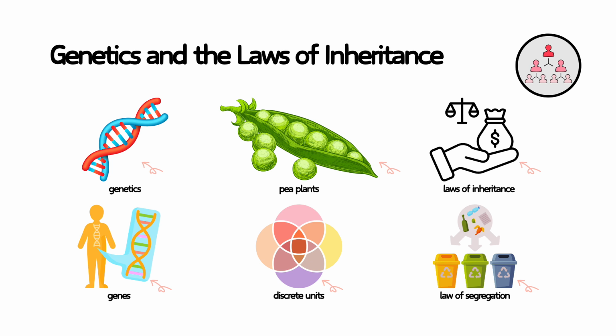Mendel's work revealed that traits are inherited as discrete units, now known as genes, rather than blending together from both parents. He formulated the law of segregation and the law of independent assortment. The law of segregation states that each organism carries 2 alleles for each trait, and these alleles separate during reproduction, giving just 1 allele to each offspring.